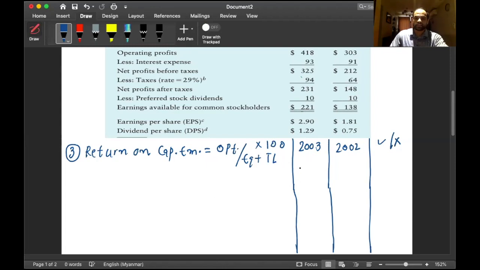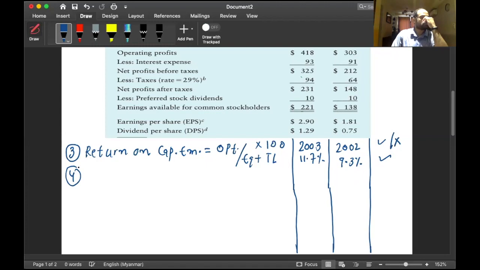For 2003, it's 11.7%, and it's 9% or 9.3%. This is increased, so good. All right.